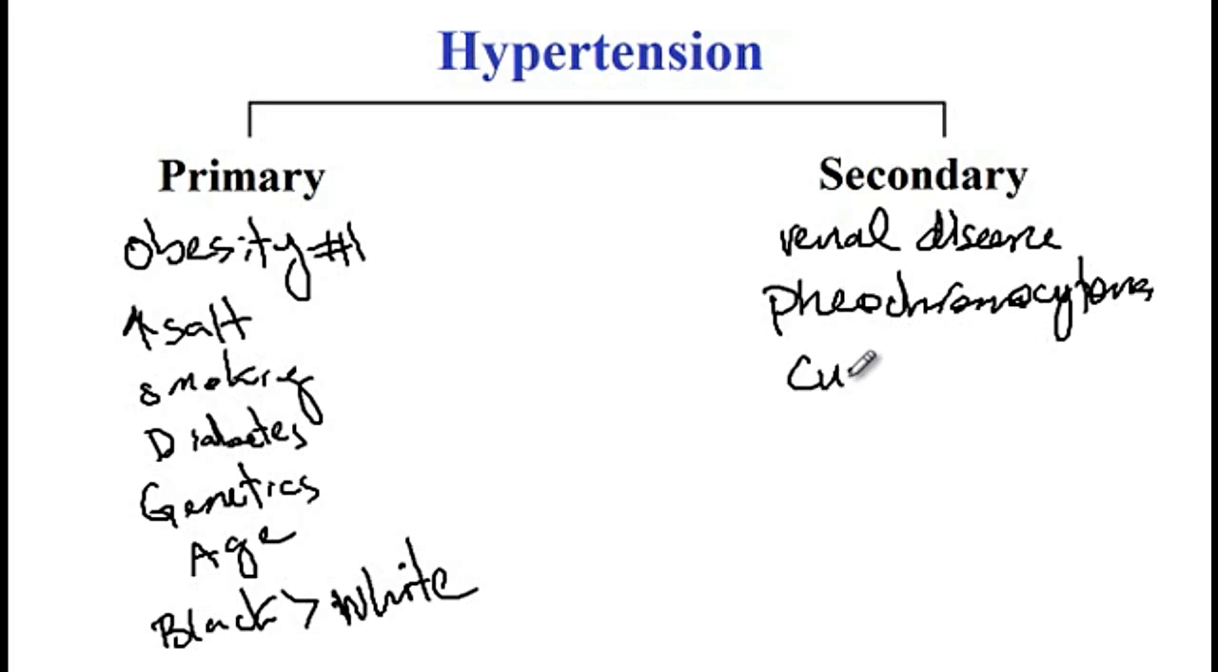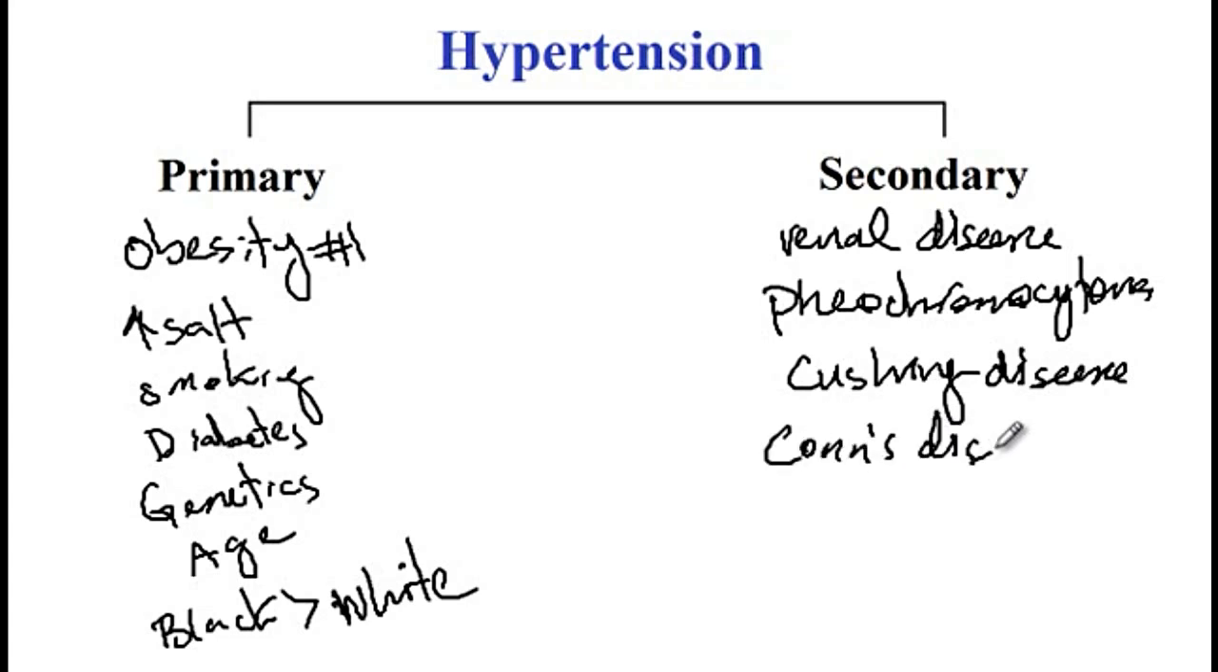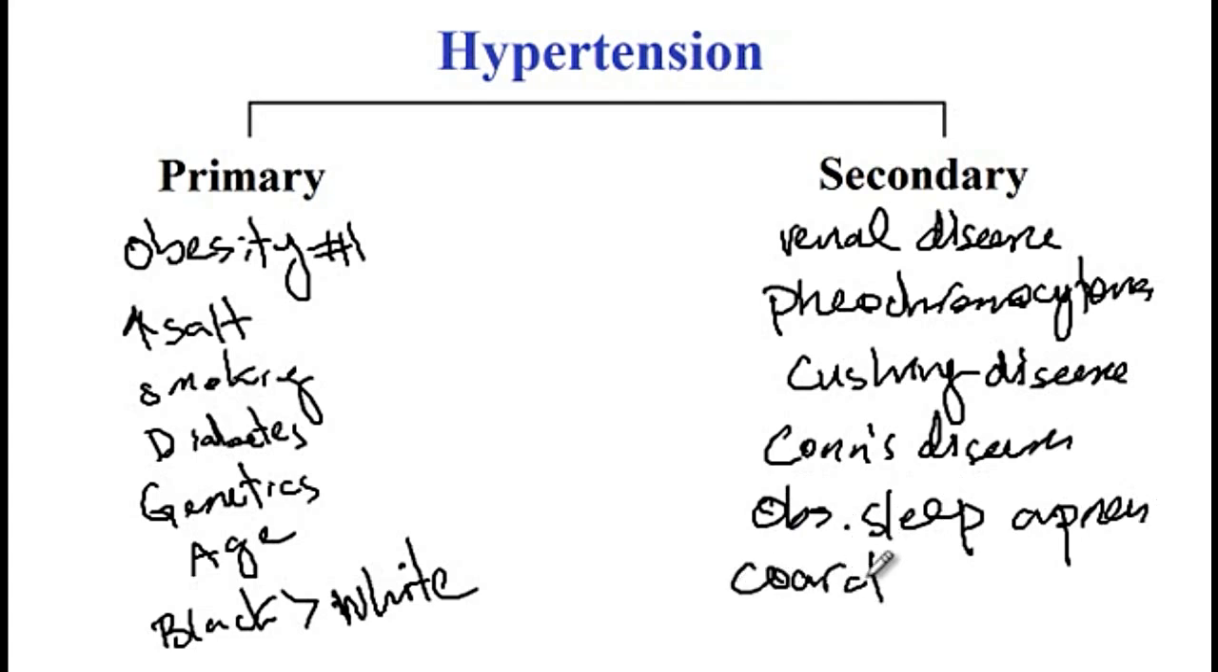Other causes include, for instance, Cushing's disease, where due to the increased production of steroids, there is high blood pressure. Conn's disease, which is a tumor that is producing aldosterone, can also lead to the hypertension. Obstructive sleep apnea is another cause of secondary hypertension. And finally, coarctation of aorta in young children can cause hypertension in the upper extremities.